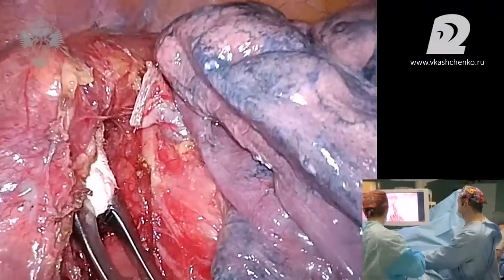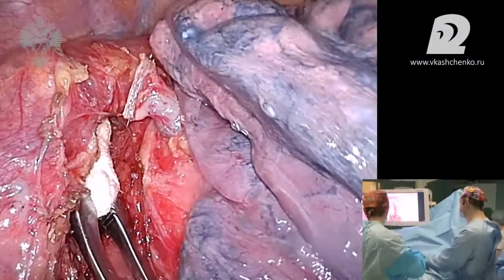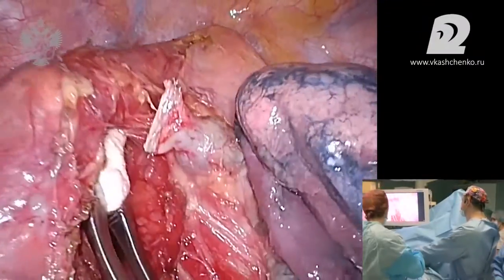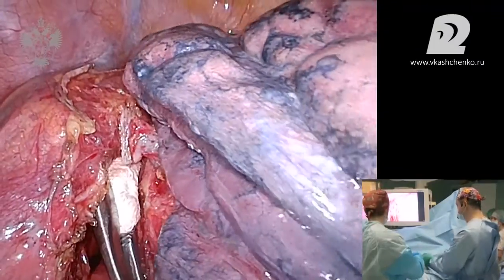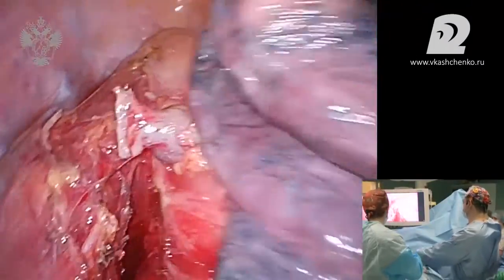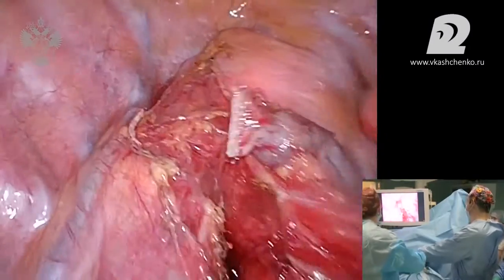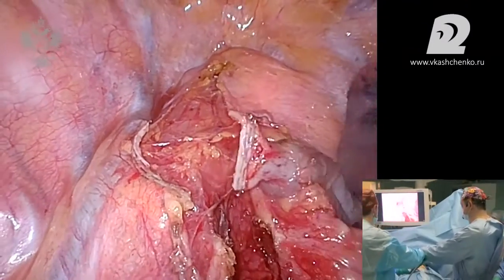You can see that esophagus. You can reach it from here pretty well. You should go deeper, a little bit deeper. There is another comment from the floor.